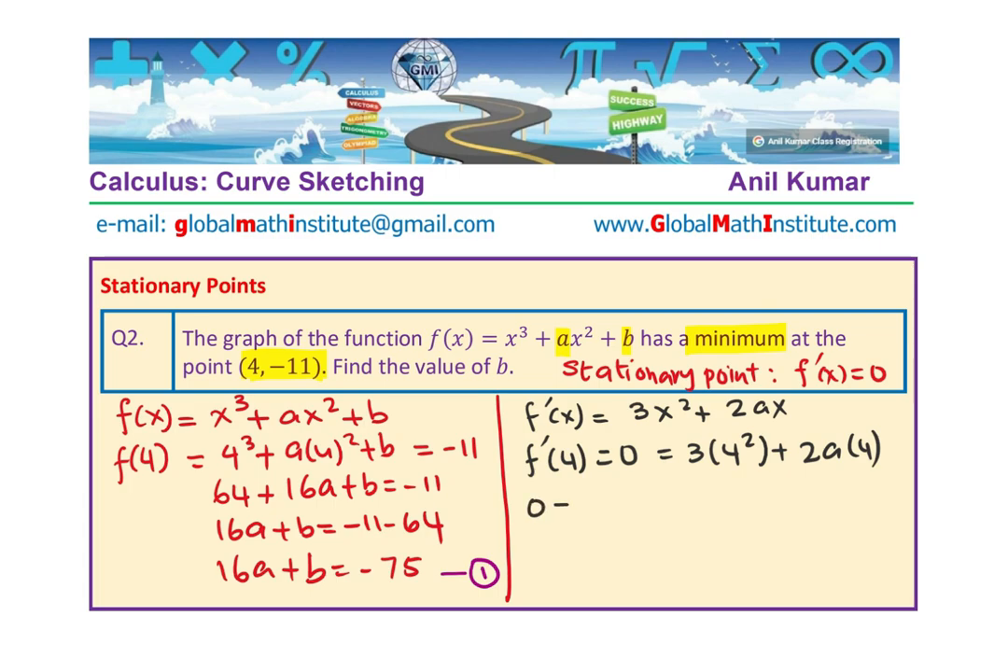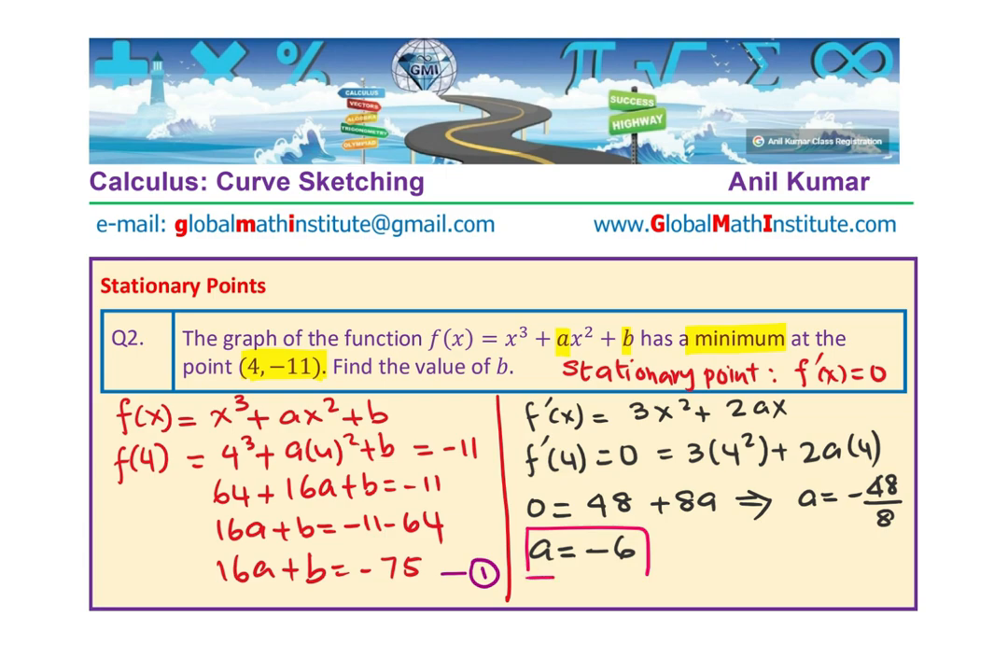So we have 0 equals 4 squared is 16, 16 times 3 is 48, plus 8a, right? We can divide by 8. So a is equal to minus 48 by 8, correct? So a is equal to minus 6. So we found one value, which is the value of a.